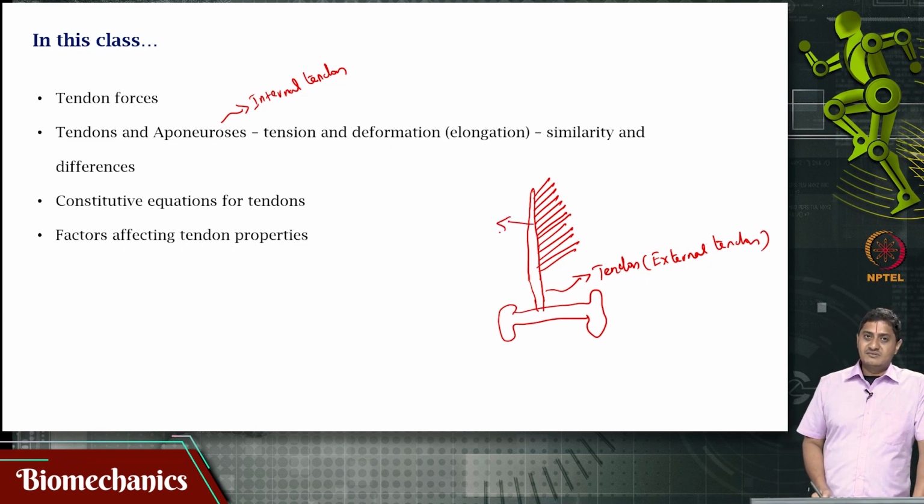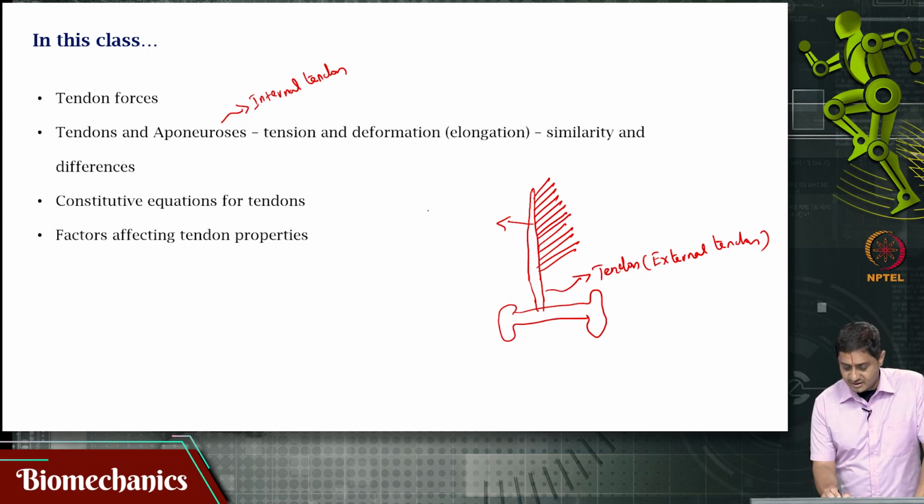That part of the tendon that attaches to the muscle fibers and then on the other end attaches to the external tendon is called aponeurosis. Aponeurosis in singular, aponeuroses in plural, or otherwise called internal tendon.